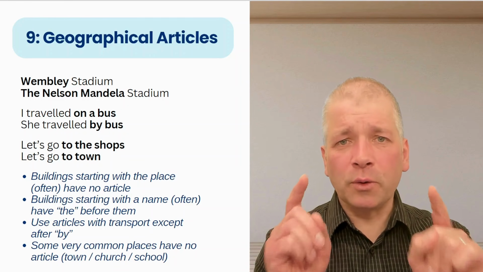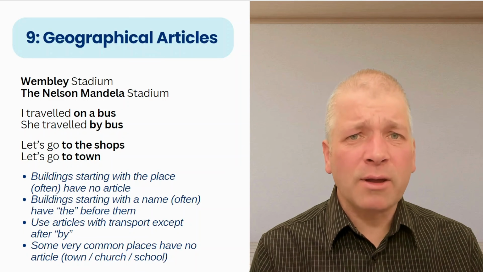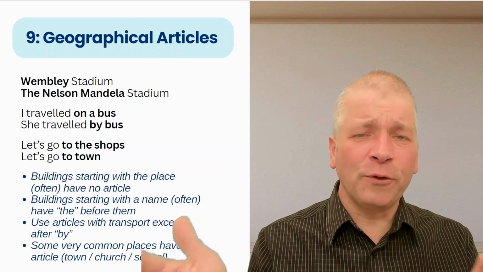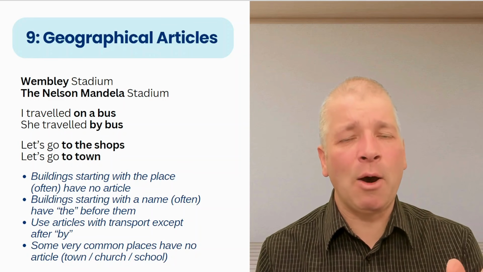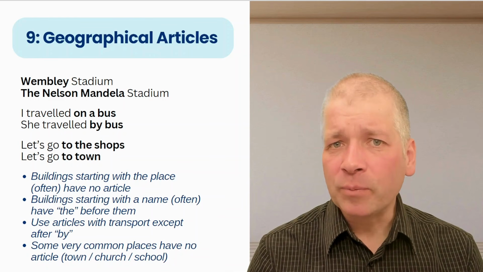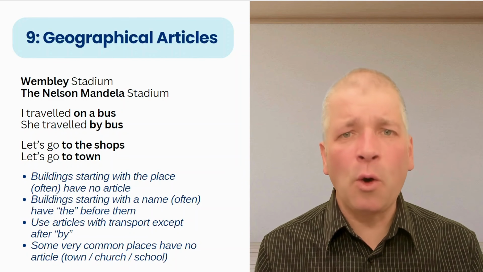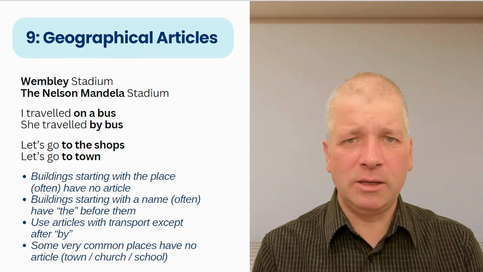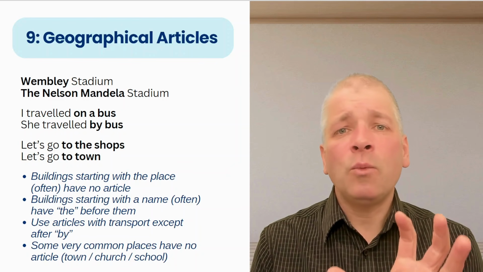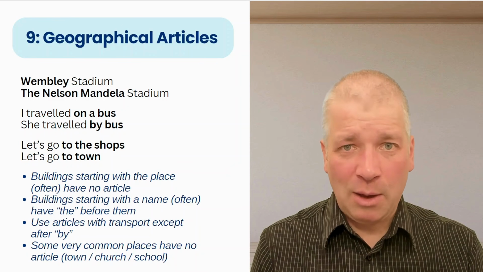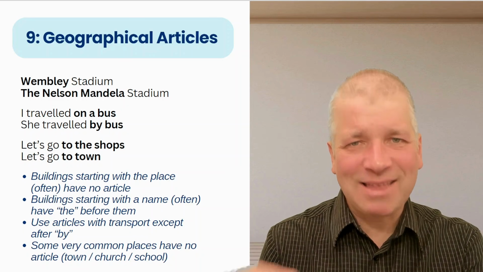The first two sentences are described by the first two rules. Buildings starting with the place often have no article. So Wembley is a town within the area of London. And because it's a town, we don't use the article. It's not the Wembley Stadium, it's Wembley Stadium. But Nelson Mandela is a person. With people, not towns, we often use the article, the Mandela Stadium.